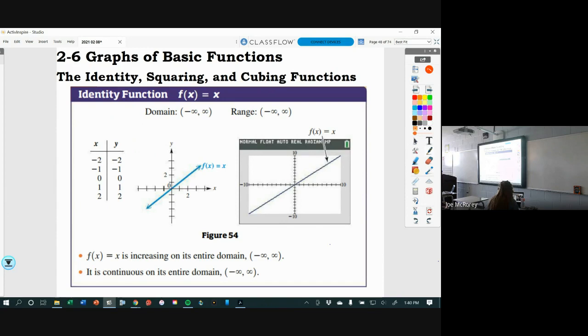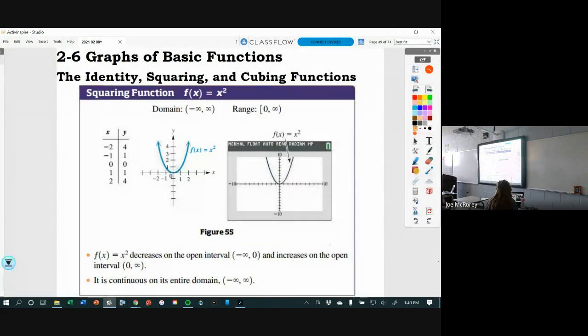Pretty straightforward. Why is it called the identity? Because you give me an x value, and I'm going to tell you the y value is the exact same thing. Whatever you input is what you output. What you put in is what you get out. You put in your identity, you get out your identity. Okay? Next graph.